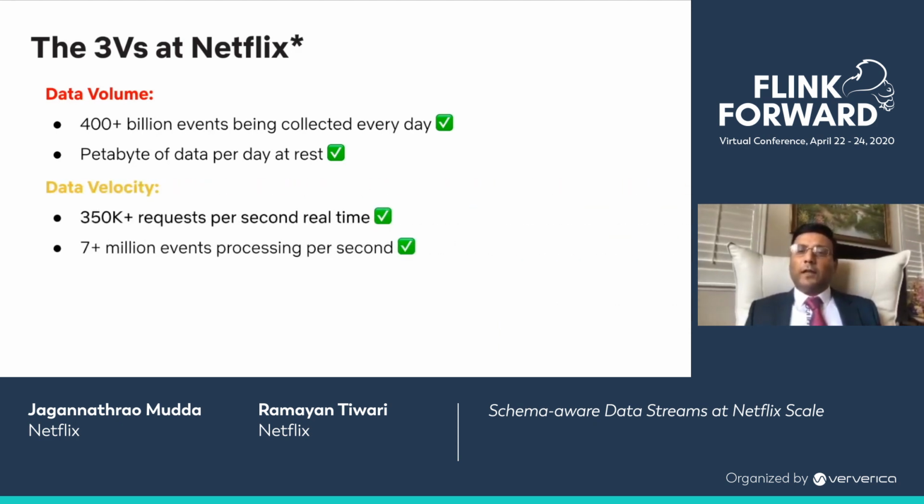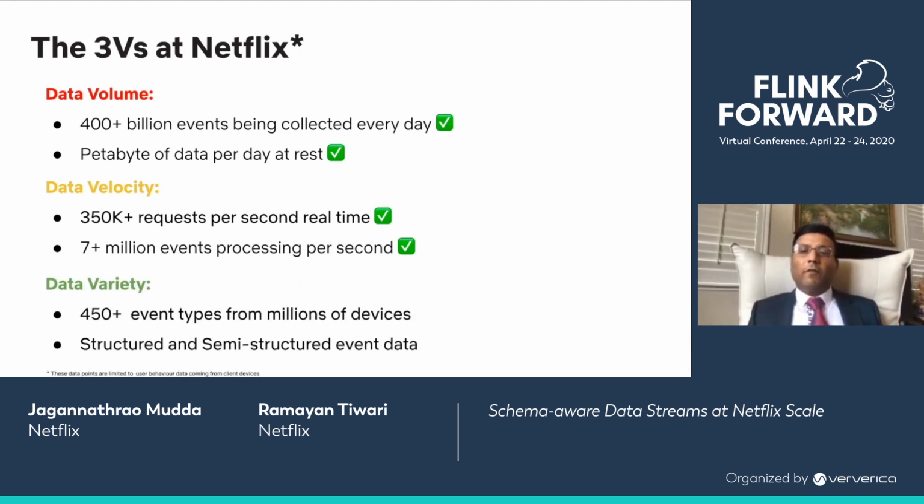In terms of velocity, we receive 350K plus requests per second in real time, and that is the velocity we are handling in our team. These requests are translated into 7 plus million events being processed per second. Finally, the variety. There are 450 plus event types in structured and semi-structured format being sent from millions of client devices. We are able to handle volume and velocity at Netflix with sophisticated auto-scaling infrastructure.